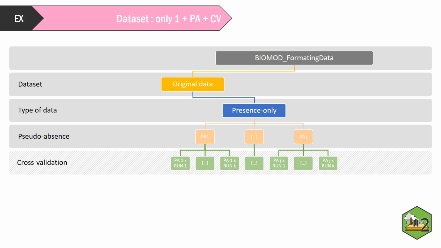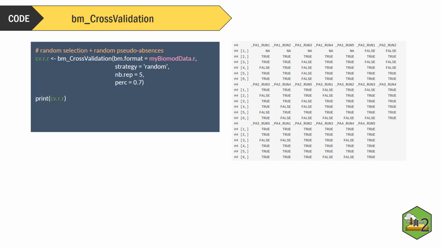The process is completely similar if you have presence-only data and sampled pseudo-absences. The main difference is that the number of cross-validation sets will be multiplied by the number of pseudo-absence repetitions, and so will the number of runs to model. So here is the same example for the random strategy, but starting from the formatted data for which we created 4 pseudo-absence datasets before. As you can see, the number of cross-validation sets is going up quickly.